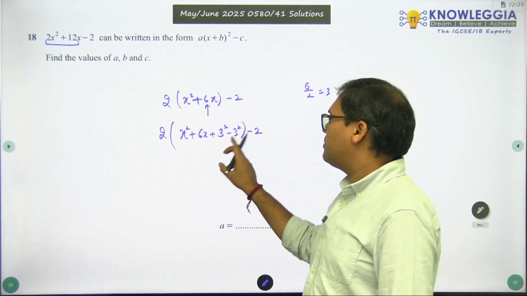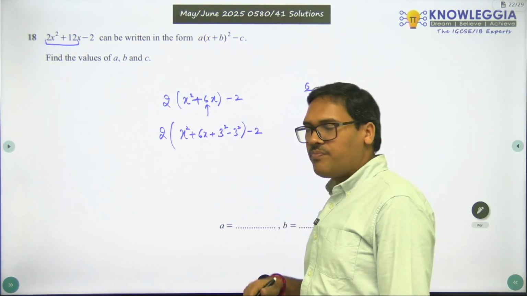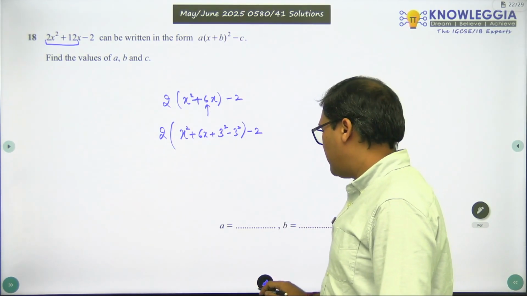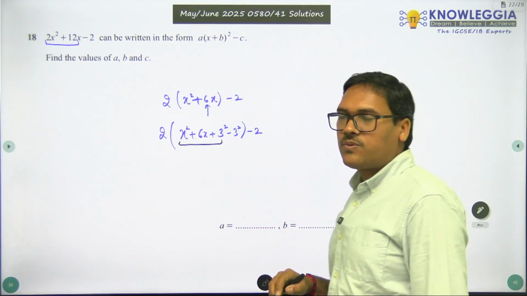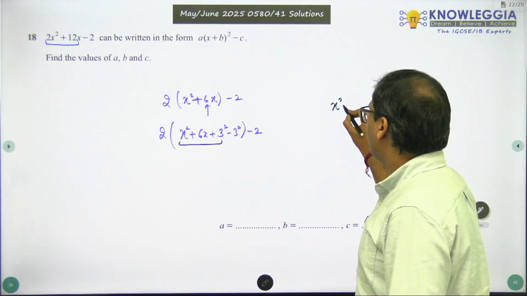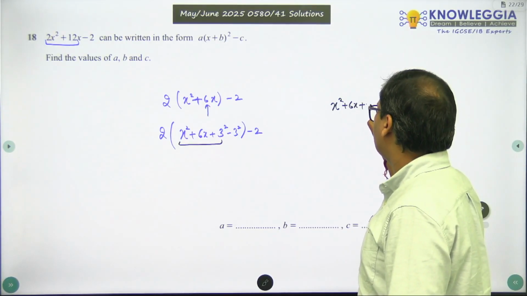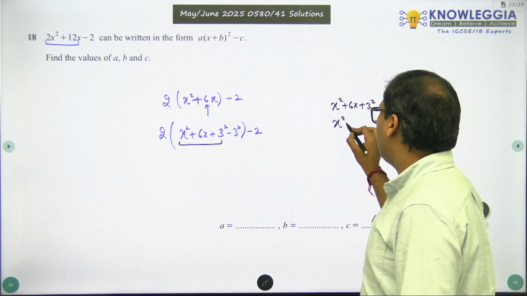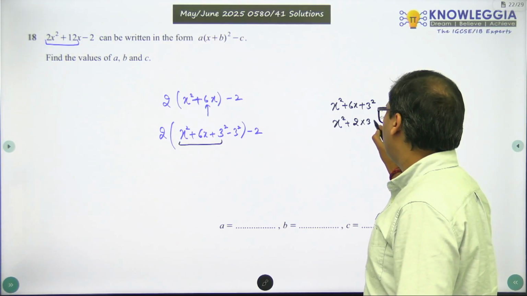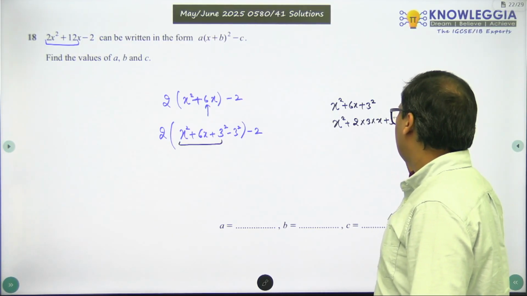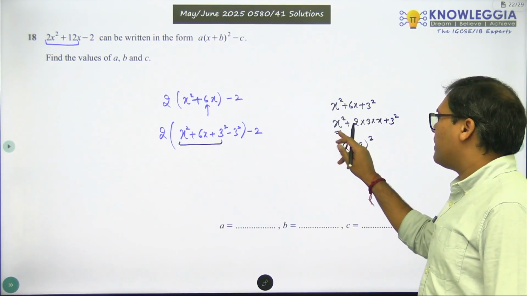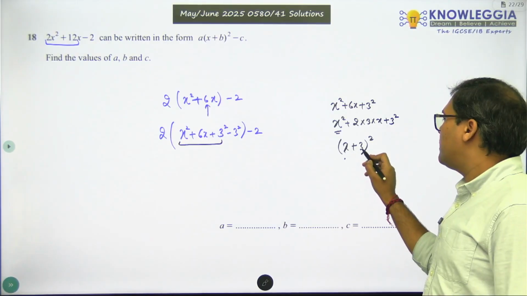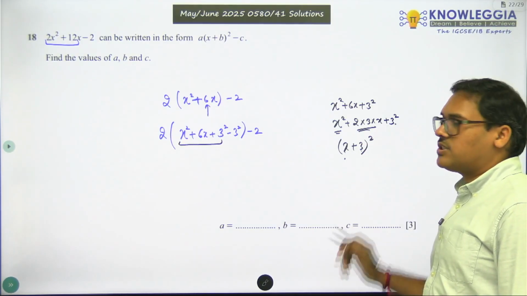Okay, because ultimately this is not changing anything, because this is ultimately 0. Now why am I doing this? Because you can clearly see now this is a complete square: x square plus 6x plus 3 square. Basically this is x square plus 2 into 3 into x plus 3 square, which is x plus 3 the whole square. x square, 2 into 3 into x, that is this, and this is 3 square.